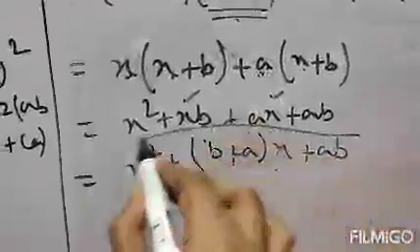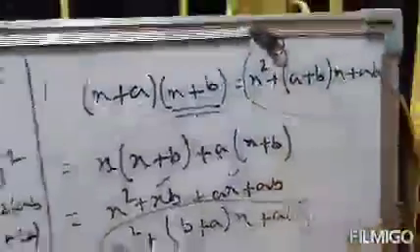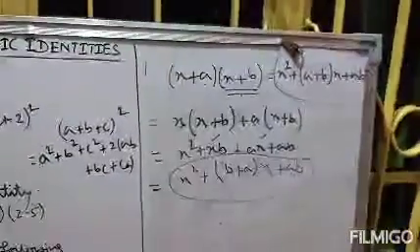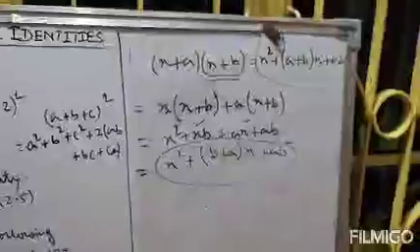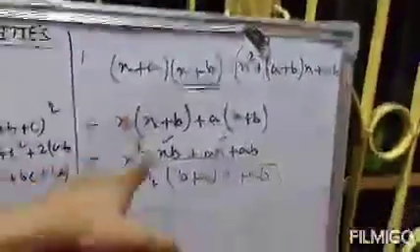Now check these two: a plus b and b plus a are the same. Clear? So in this way the formula, or the identity, came from this. If you cannot recall this in your exam, just do this in your rough space.